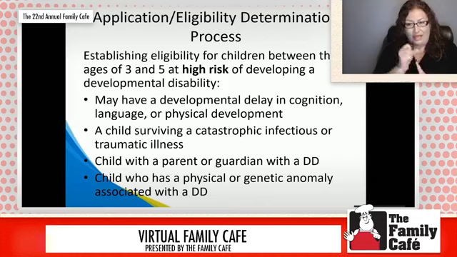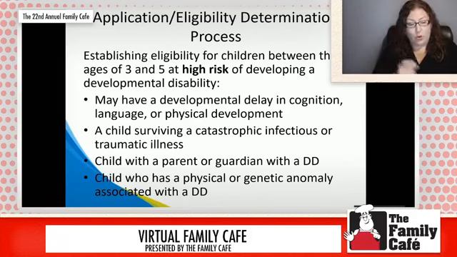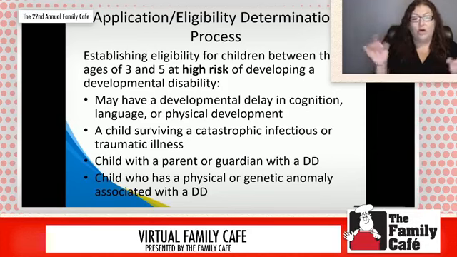This applies if early intervention services are not provided, or the child has one or more physical or genetic anomalies associated with a developmental disability. These may include genetic or chromosomal disorders, metabolic disorders, congenital malformations, neurological abnormalities, congenital and acquired infectious diseases, chronic or catastrophic illnesses, or a parent or guardian with a developmental disability who requires assistance in meeting the child's developmental needs.